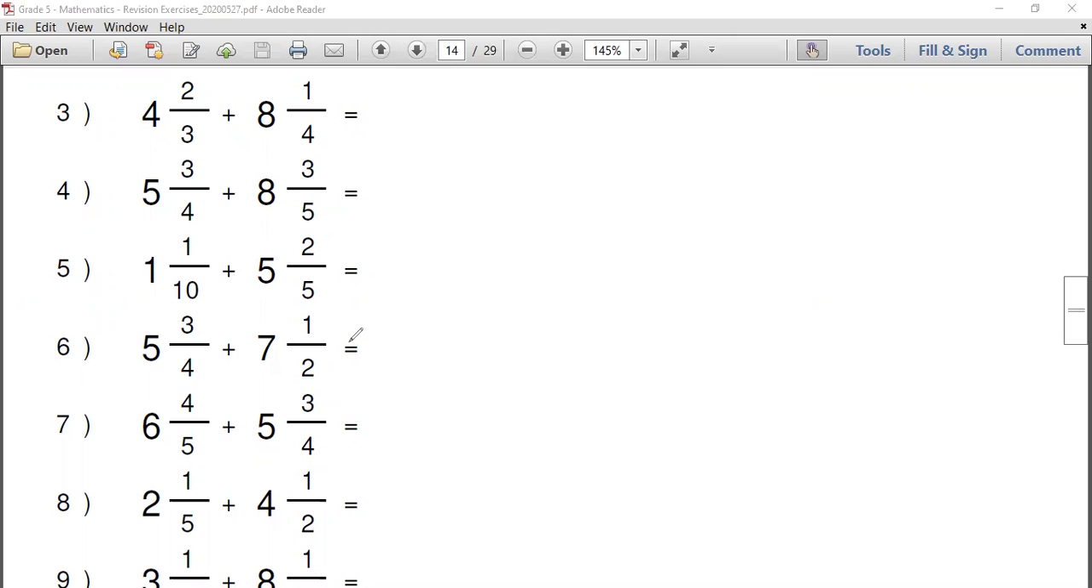Ma'am, number 6, you have to add your whole numbers. Okay, and what is 5 plus 7? 5 plus 7 is 12. Okay, it is 12. Now, we still need to add our fractions. So how are we going to add our fractions? You're gonna say 4 times 2.